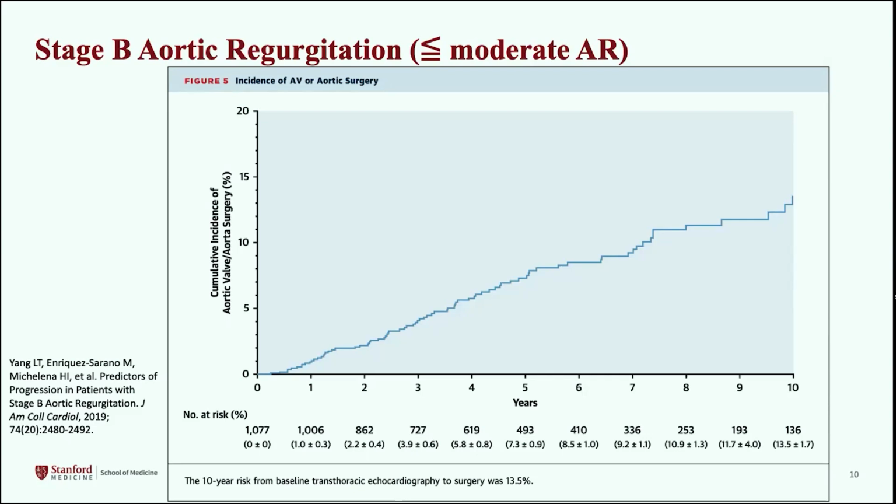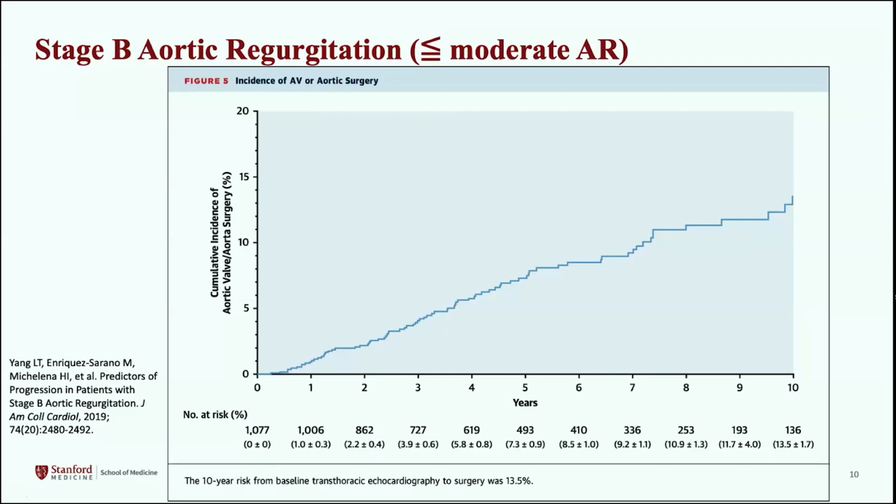This is a study that was published in JACC in 2019. It looks at AHA stage B aortic regurgitation, so those with mild to moderate or moderate aortic regurgitation. The vast majority of patients had mild or mild to moderate aortic regurgitation. And you can see that the 10-year incidence of moderate to severe aortic regurgitation progressed over time, with surgery happening in 1 out of 6 patients within 10 years.